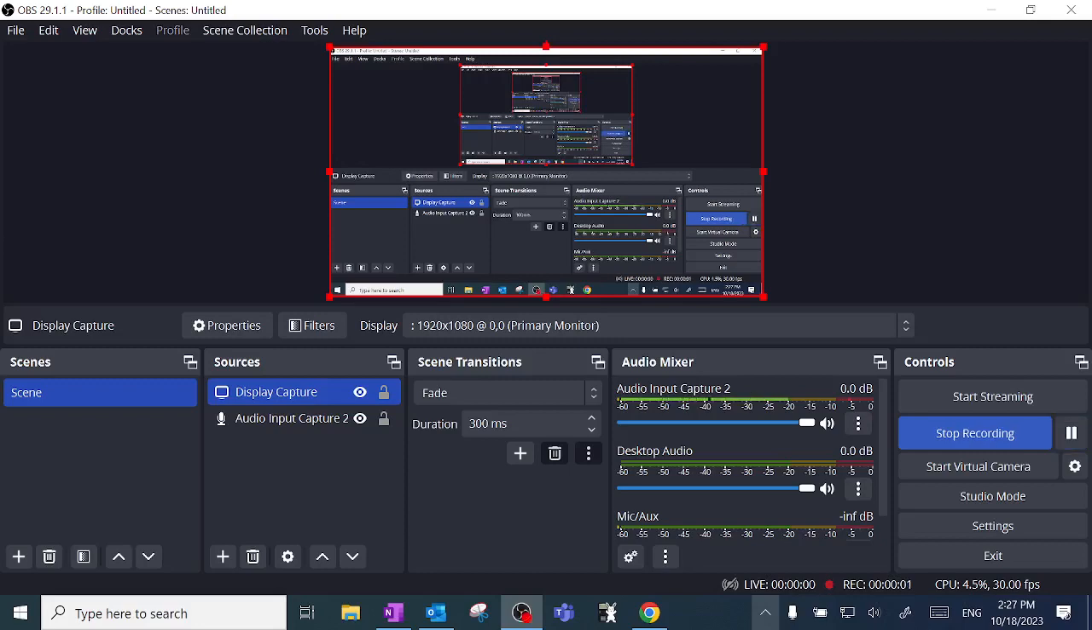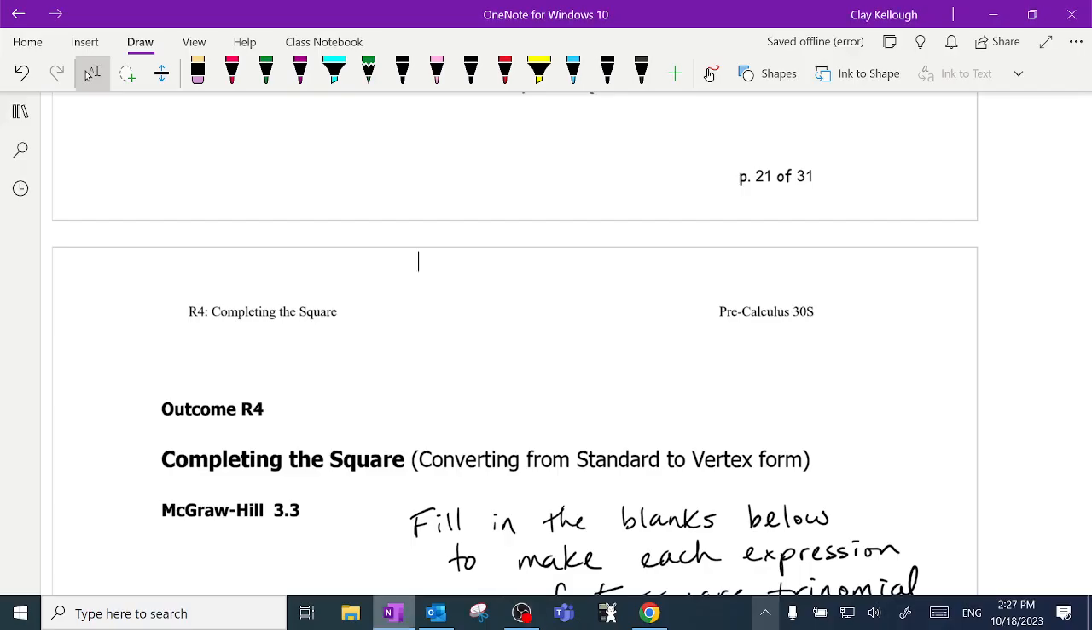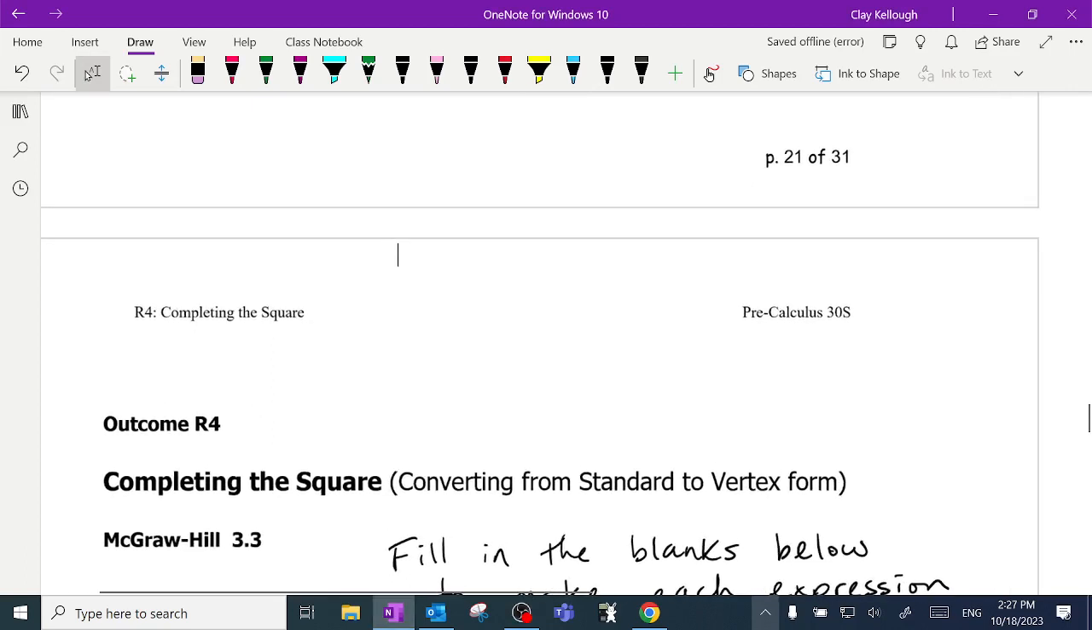All right, we are recording. This is lesson 3.3 for chapter 3, quadratic functions, for our grade 11 pre-cal honors class. And we're actually going to make use of page 22 for a change.